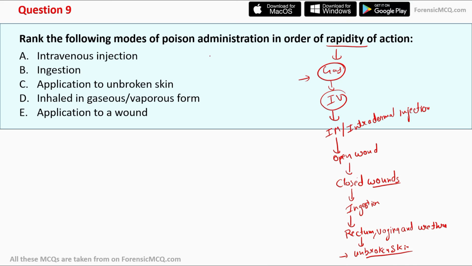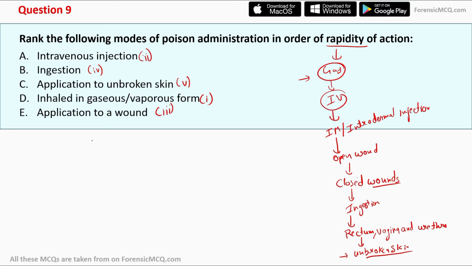So now let's check the options. First will be D, inhaled in gaseous and vaporous form. And after inhalation or the gaseous form, the second will be the intravenous injection, so option A will come after the inhalation. After that will be the application to a wound, so this will be the third. And after that, the injection part will become the fourth. And after that, the application to the unbroken skin, which will become the fifth.